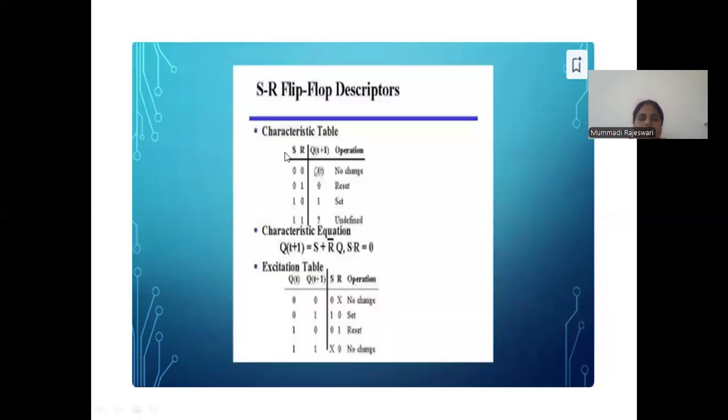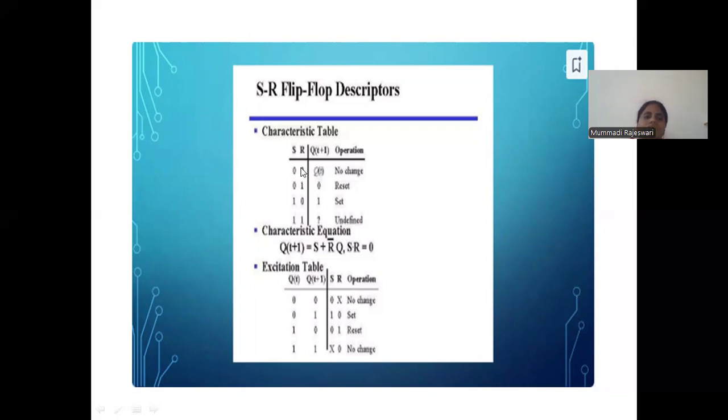See here. This is the characteristics table, or truth table, of your SR flip-flop. For the SR flip-flop, when S is equal to 0 and R is equal to 0, your next state is a no change condition. No change condition means the output depends on your present state only. Suppose the present state is 0, then your next state will be 0. Suppose the present state is 1, then the next state of the SR flip-flop will be 1.